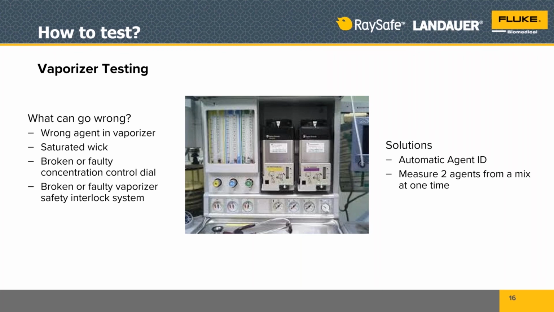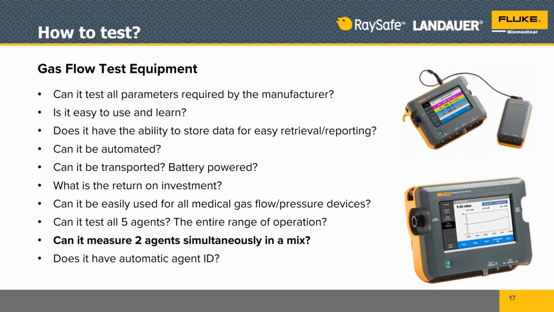Okay, when you're thinking about what kind of gas flow test equipment you might want, you have to think through what is the test procedure and what testing needs to be done, like we've been talking about. So can it test all the parameters required by the manufacturer? How easy is it to use and learn? Do you need to store data for retrieval or reporting? Is automation important to you? How portable does it need to be to work in your environment? What's the return on investment? Can it be used for all different kinds of gases? Some equipment is limited in what kinds of gases it can test.